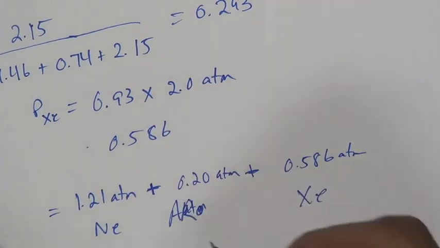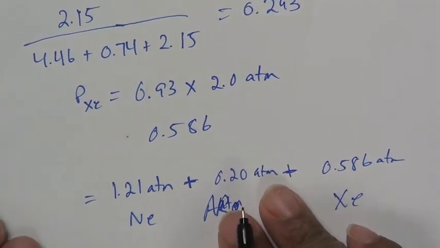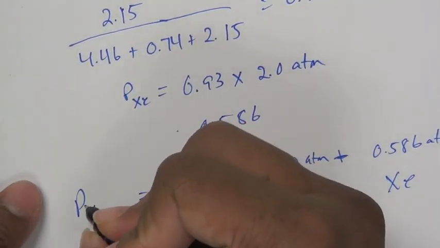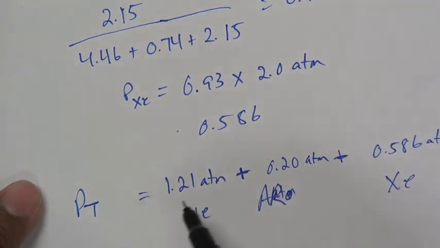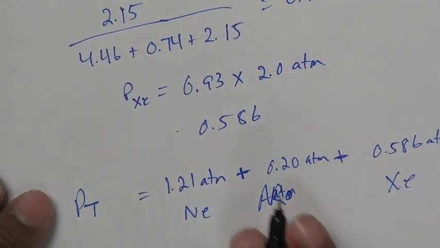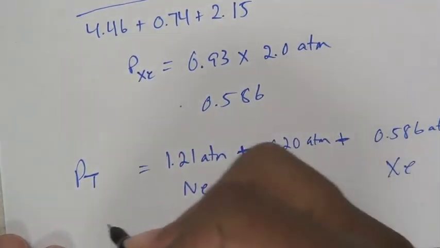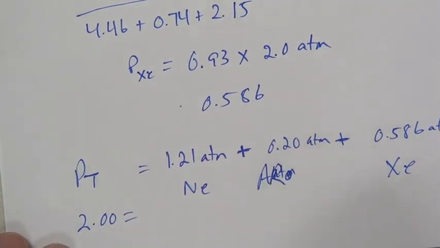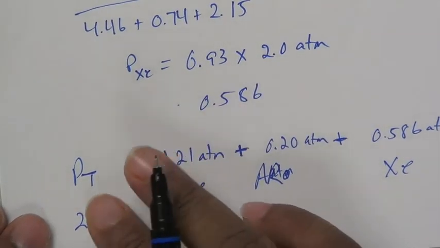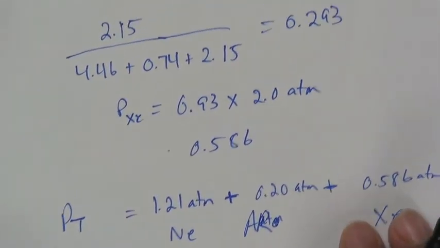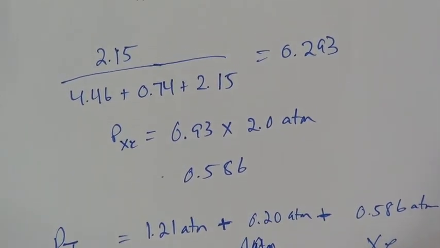Now this should equal the total pressure. Remember, PT is equal to P1 plus P2 plus P3, or however many you have. So this is going to equal 2. That's what this should equal to check your answer, because that's the total pressure given in the problem. Okay, and that's how you do the partial pressure.